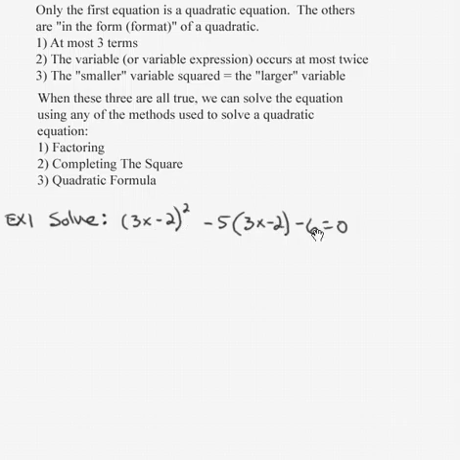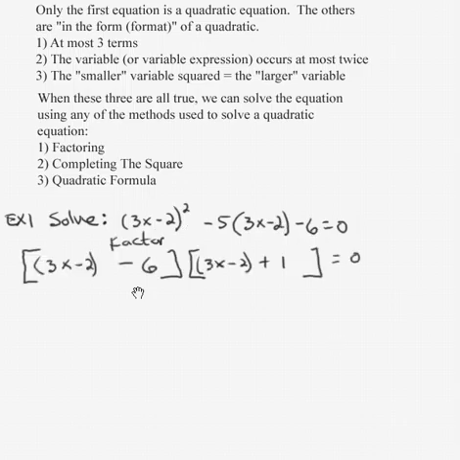So as we look at example 1, it's in the form of a quadratic. So let's factor this one. And this might be easier for some of you if we wrote this as p squared minus 5p minus 6. In that case, p squared minus 5p minus 6 is going to factor as p plus something, p minus something. We're looking for factors of 6 that subtract to give us 5, so obviously that's 1 and 6. The 5 is negative, so the 6 goes with the negative sign. And it's not the p, but the parentheses: 3x minus 2 minus 6 times 3x minus 2 plus 1.